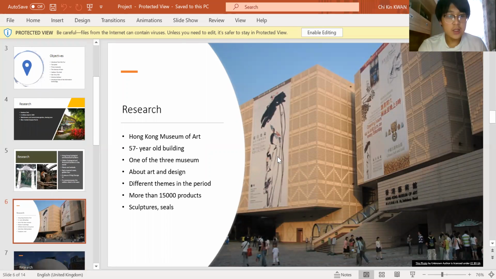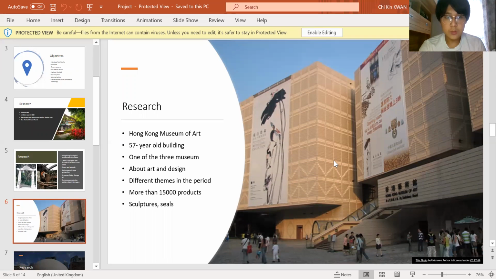The other site is the Hong Kong Museum of Art. This museum is one of the 3 museums in Tsim Sha Tsui. It is a 57-year-old building, and it shows more than 15,000 items which include sculptures and seals, etc. People can learn more about art and design in the museum. In the picture, we can see the interface of the Hong Kong Museum of Art.